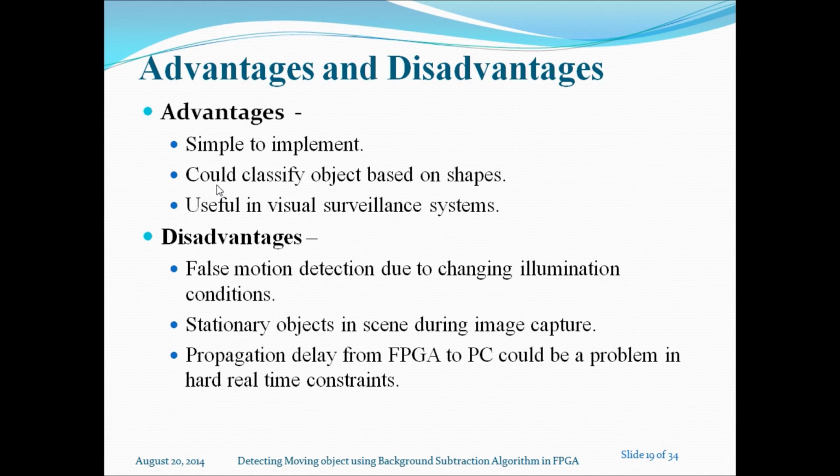The problem with this approach is that changing illumination conditions could result in false motion detection. Also, occluded objects or temporarily stationary objects during image capture could cause problems in correctly identifying motion detection. Propagation delay between the FPGA and PC could be a problem in a hard real-time system.